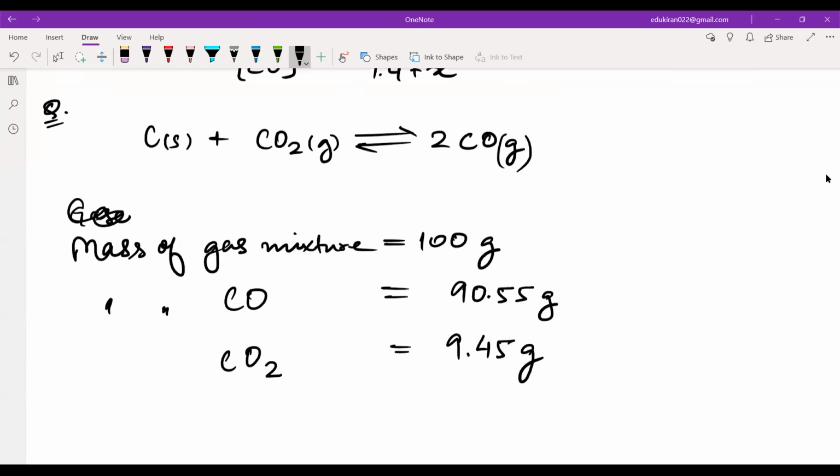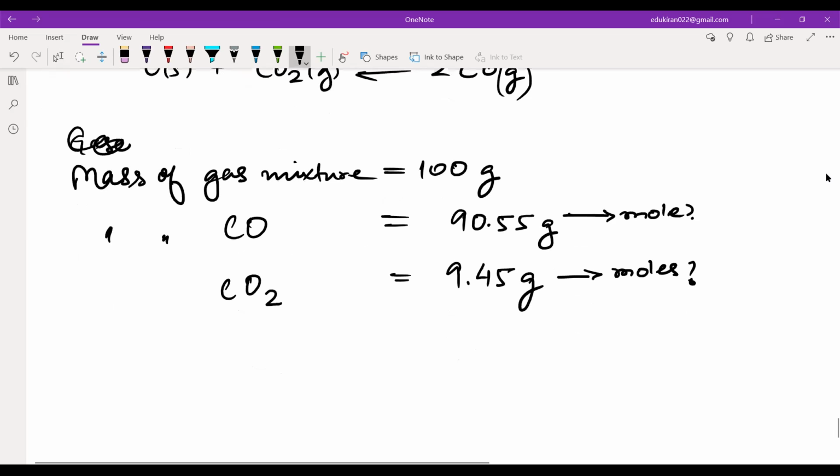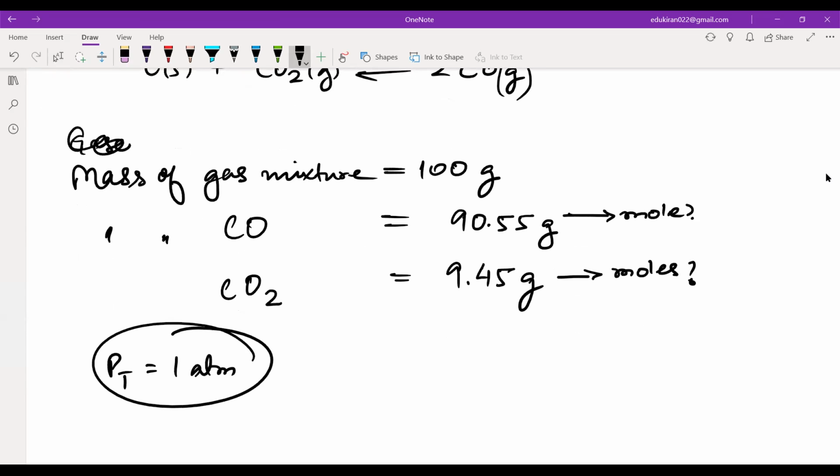Yes. Tell me. Okay, fine. So from these grams, can you convert this to moles? Yes, sir. You can convert those to moles. Now you have been given temperature, you have been given pressure also. So here you have been given the P total, it is equal to 1 atm. Now from this information and the number of moles whatever you are getting, can you calculate the partial pressure of carbon monoxide and partial pressure of carbon dioxide?